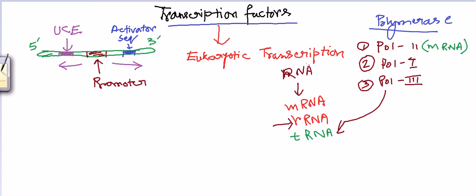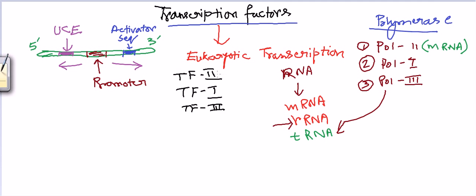Now for polymerase 2, there are certain transcription factors that we can get, namely transcription factor 2. Transcription factors attached to polymerase 1 are called transcription factor 1, and transcription factors attached to polymerase 3 activity are called transcription factor 3. So the naming of transcription factors again depends upon the type of polymerase they are working with, right? For polymerase 1 it is 1, for polymerase 2 it is 2, for polymerase 3 it is transcription factor 3.